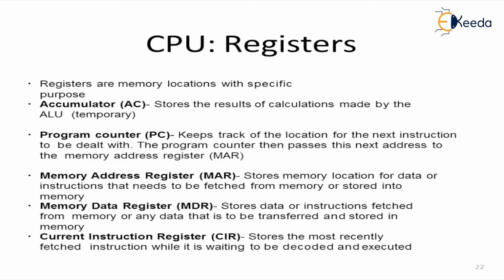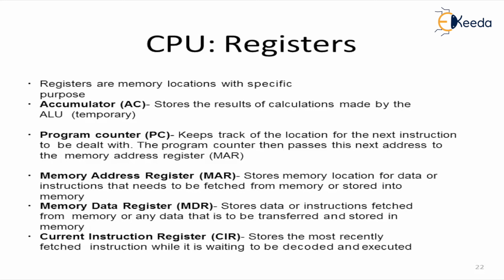Now registers are further classified into the accumulator, program counter, memory address register, memory data register, and current instruction register. Let us look at them one by one. Accumulator: it stores the temporary result of calculations made by the ALU. Program counter: it keeps track of the location of the next instruction to be dealt with. The program counter then passes this instruction to the memory address register.